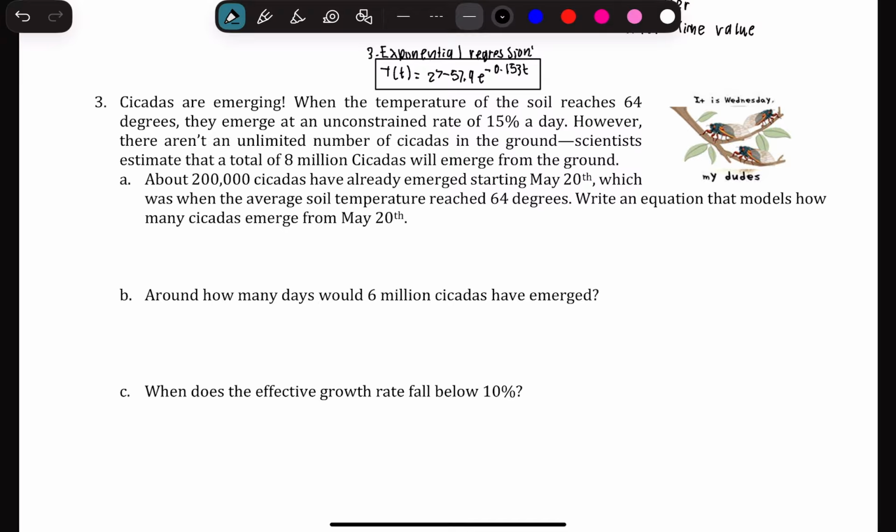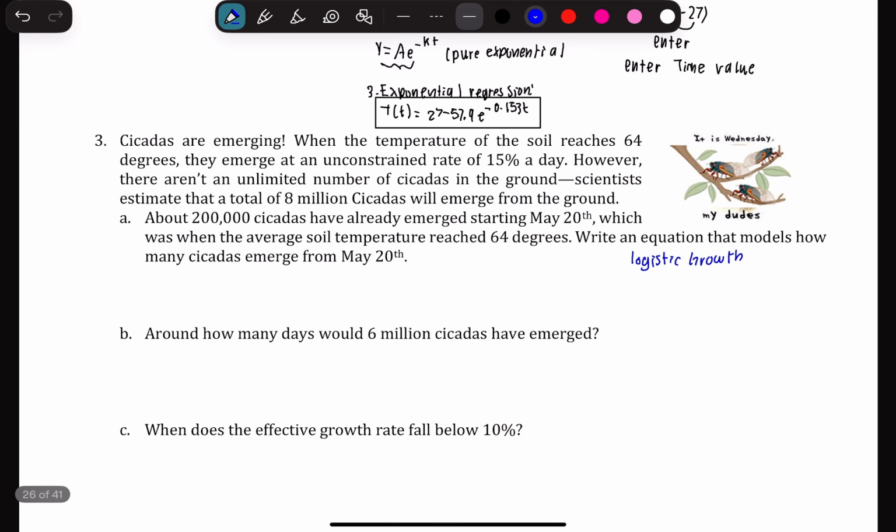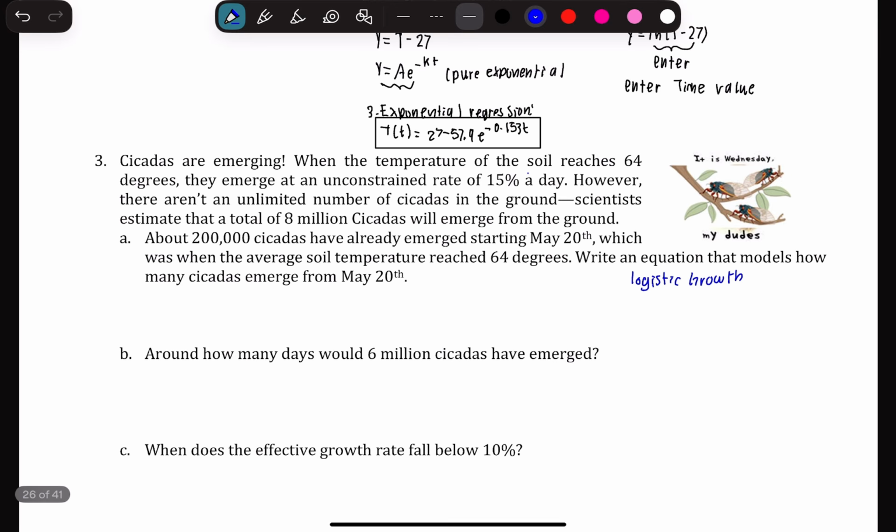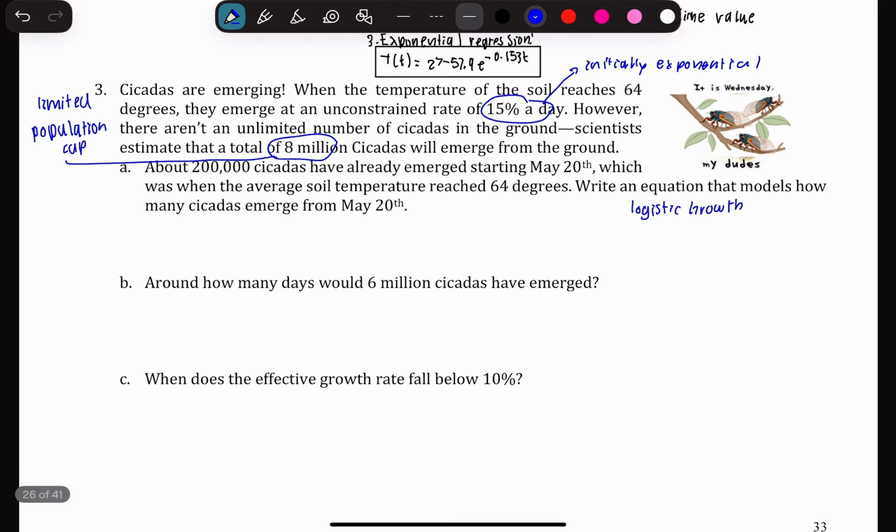So this is a question about logistic growth. And what is logistic growth? Well, we can see this because the growth rate is initially exponential, but we know that there is a limit because the population can only reach this cap. That means that the growth slows as the population increases.